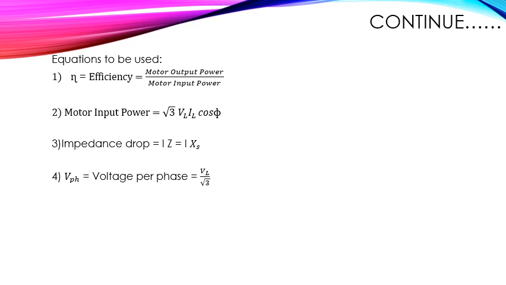Then phase voltage, that is voltage per phase, is equals to VL by root 3. Then induced EMF per phase, that we already seen, is equals to the vector sum of phase voltage and impedance drop. So EPH is equals to the square root of VPH square plus IZ square.